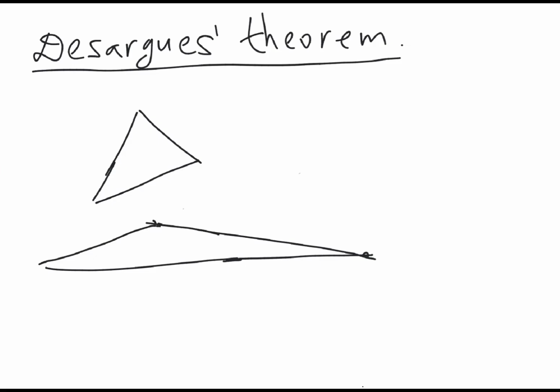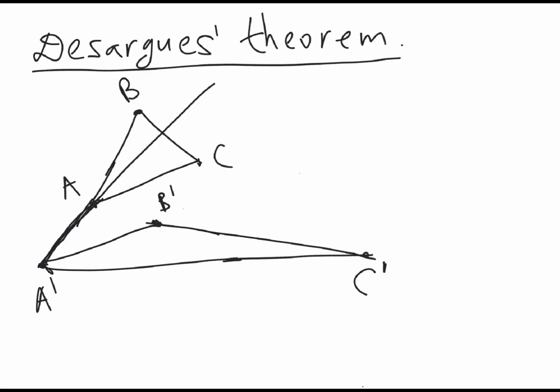And so we consider the lines connecting the corresponding vertices of the triangles and the intersection points of the corresponding sides. So let's denote them A, B, C, A prime, B prime, C prime. So we connect the corresponding vertices: A with A prime, B with B prime, and C with C prime.